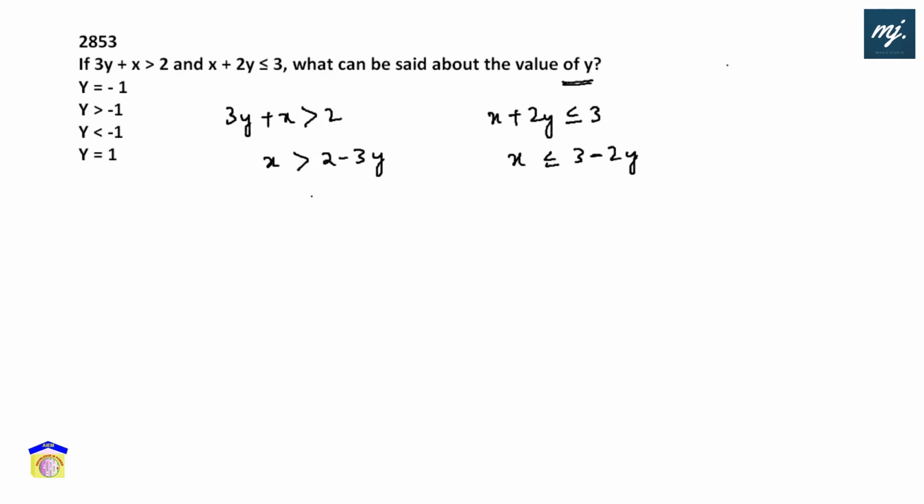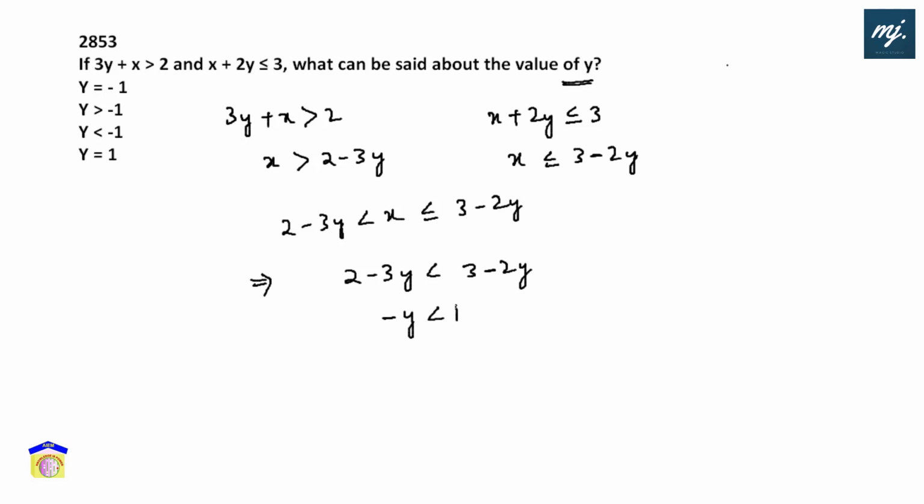So what can we have? x is greater than this. That means if I combine these two, 2 minus 3y is less than x, less than or equal to 3 minus 2y. If I remove this x, we are left with 2 minus 3y is less than 3 minus 2y. Minus y is less than 3 minus 2, that is 1. If we multiply both sides by minus 1, the inequality sign will also change. So y is greater than minus 1, that is in option B.